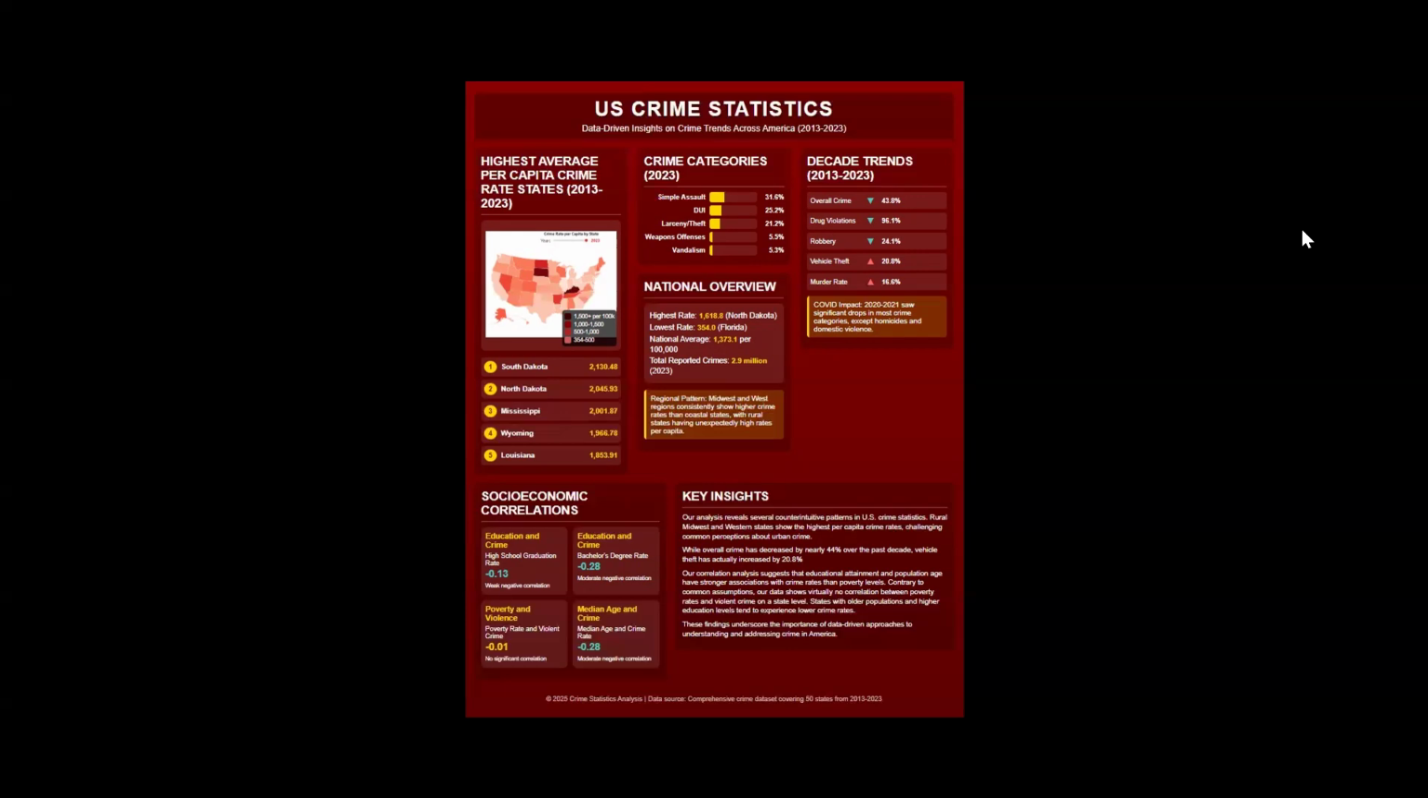with violent crime. You'll also see how overall crime decreased by nearly 44% over the decade, though vehicle thefts actually increased by 20.8%. The COVID period of 2020 to 21 created its own unique patterns that you can explore. Let me walk you through how these insights come alive through our interactive dashboard, which will allow you to drill deeper into any aspects of this data that interests you.